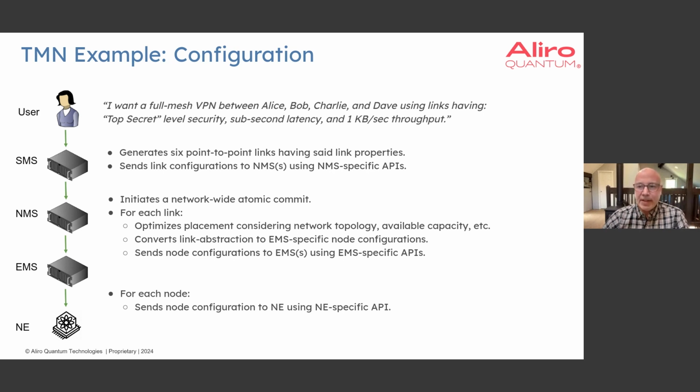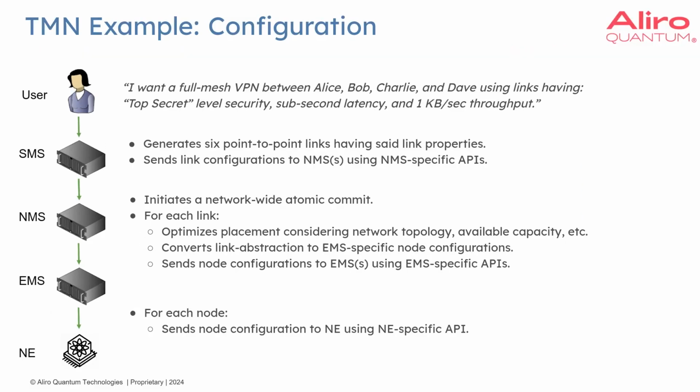This request is received by the SMS layer, which generates 6 point-to-point links having said link properties, and sends those link configurations to the NMSs using NMS-specific APIs. The NMSs initiate a network-wide atomic commit. So remember before the need for updates to be atomic and transactional, but also either all the devices need to be updated or none of the devices need to be updated. So it needs to initiate that atomic commit first.